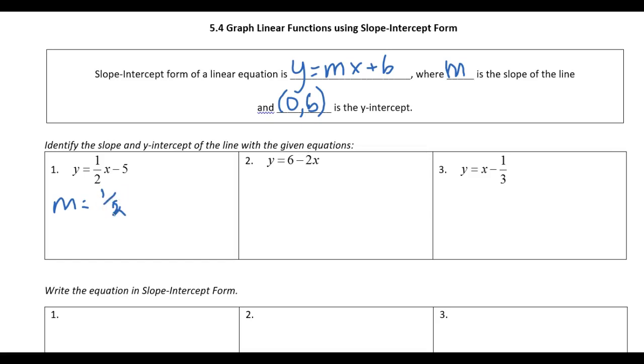All right, and then I can notice in my y-intercept, it is actually a -5 because in our formula it says plus b. Well, if that is a minus in front of it, then our number is actually going to be a negative. So I can say that my y-intercept is (0, -5). Okay?